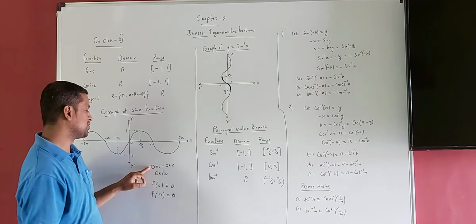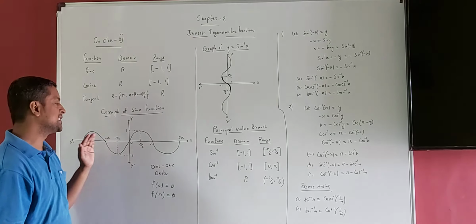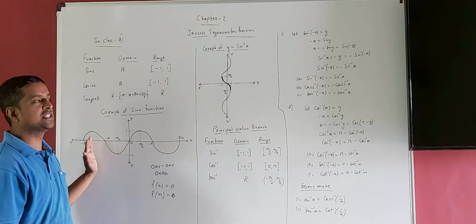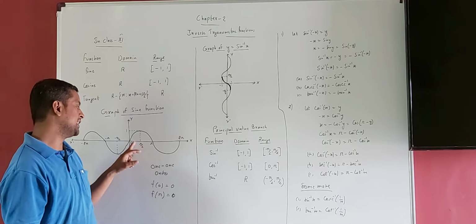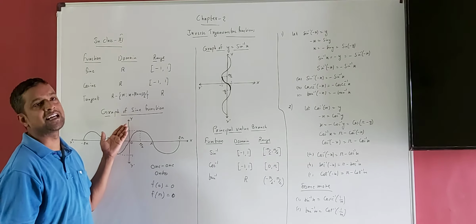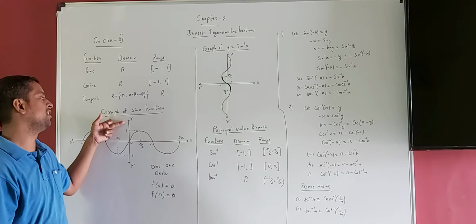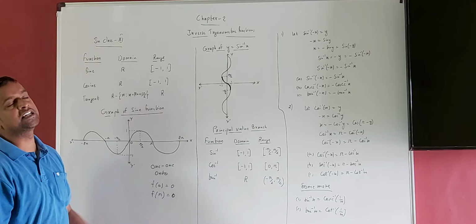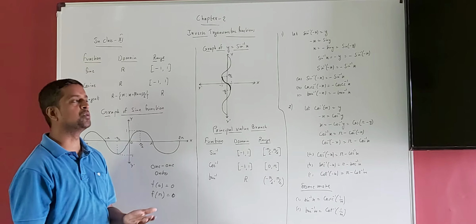Since it is not 1-1, now you can check for onto, it is not onto also. So it is neither 1-1 nor onto. In this graph, for two different values of x we are getting the same value, and there are many values in y which do not have any pre-image in x. Any value more than 1 or less than minus 1 you can take. If you take value of y as 2, no value of x is satisfying that. So the sine function is neither 1-1 nor onto.